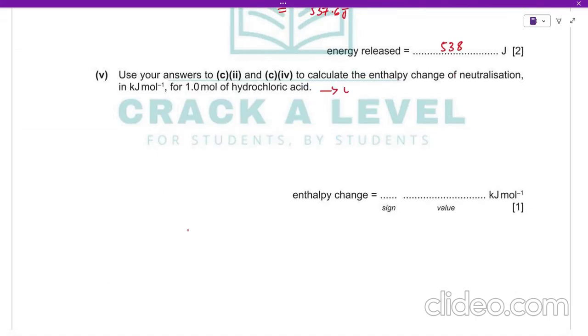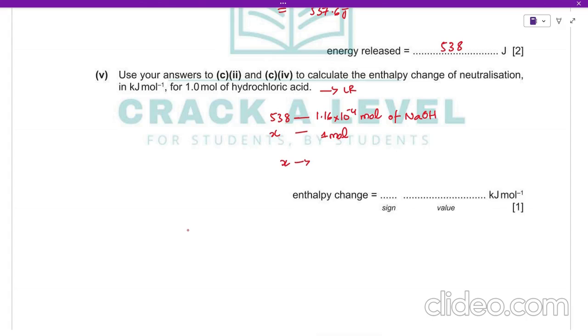So we have to take the moles of the limiting reactant. So 538 joules is caused by 1.16 into 10 power minus 4 mole of NaOH, as it is the limiting reactant. So how much will be from 1 mole? Let's take this value. It will be about, let me calculate, 538 into 1 divided by 1.16 into 10 power minus 4. So it is actually a very large value.